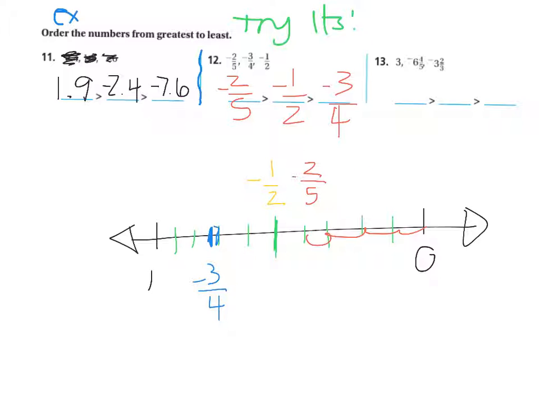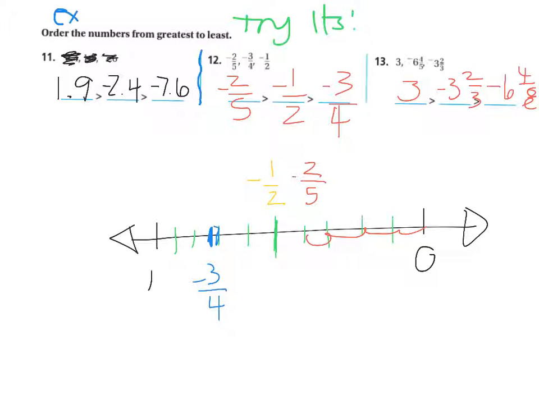Okay, let's check the work on the next one. So I can automatically see that 3 is going to be my largest because it's the only positive. And then I know that negative 6 is smaller than negative 3, so I don't even have to worry about those fractions. I can't even see what those are. I think it's 4/8 maybe. And then negative 3 and 2/3.